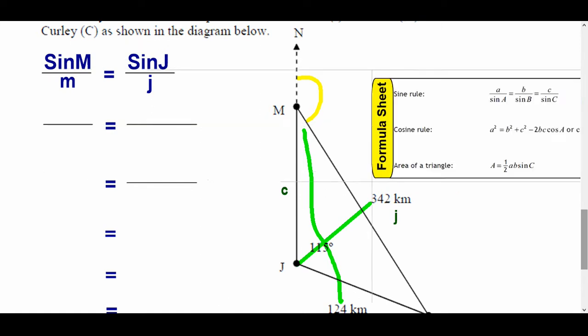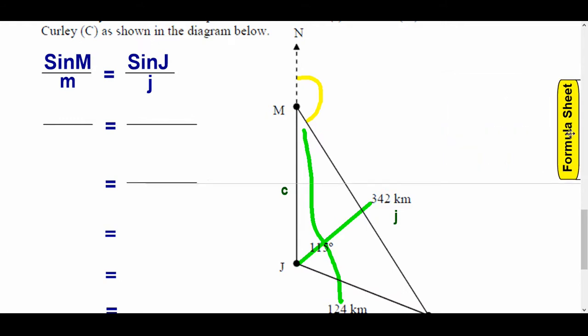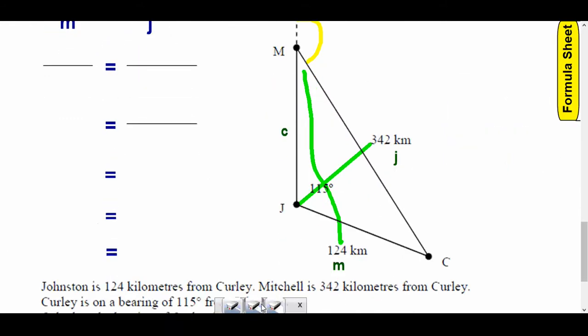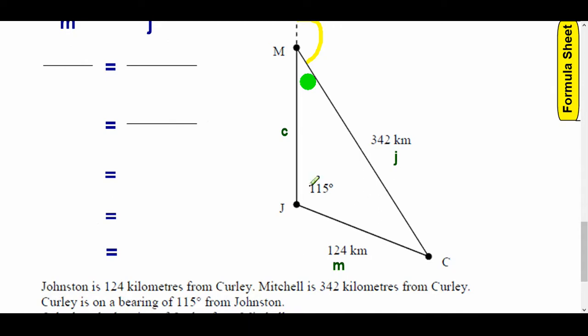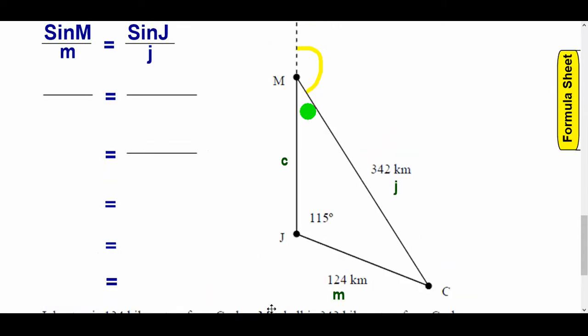And then again, it's a case of filling in the information. If we can fill in the information from the diagram and work this through, we should be okay. So remember, I'm trying to work out this angle here first. Right, so sine M over M. I don't know what M is, so I'm going to leave it as sine M. Small m is 124. Sine of J, J is 115, so that'll be the sine of 115, and small j is 342.